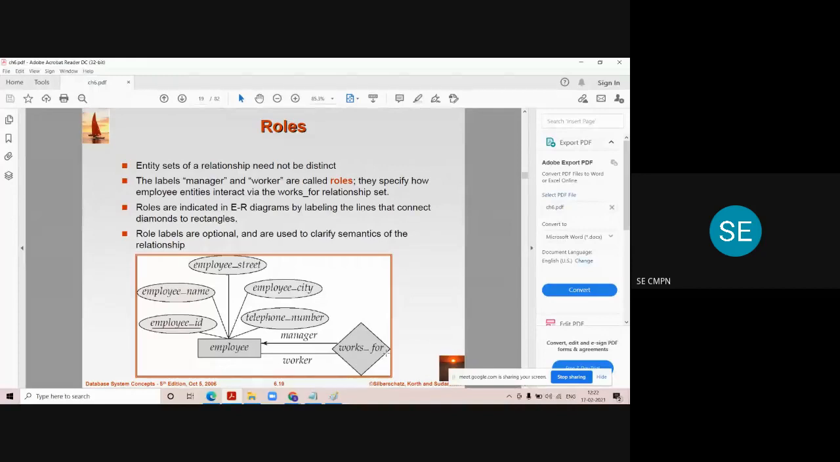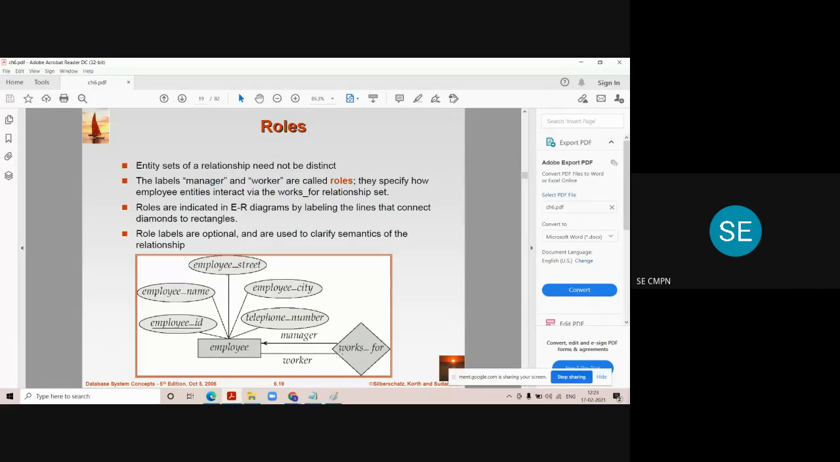Here the employee can be a manager, and here the employee can be a worker in a bank. So the same employee entity is performing two types of roles in this ER diagram. That is called a worker, and the other is a manager. So how am I going to read this particular diagram? How will you read this? Employee workers work for a single manager.